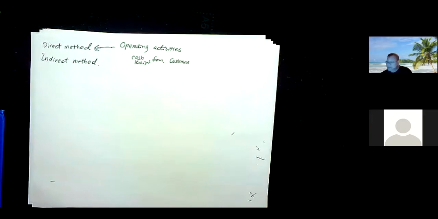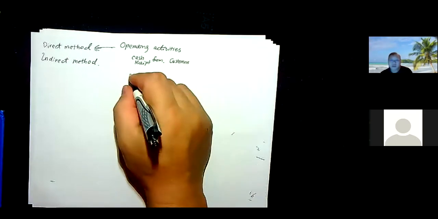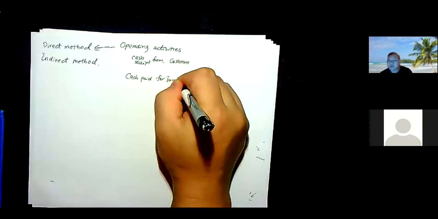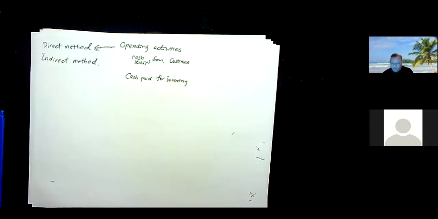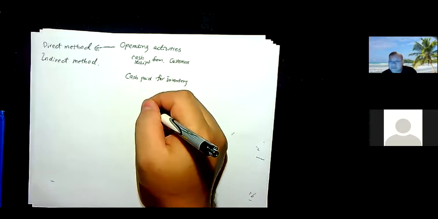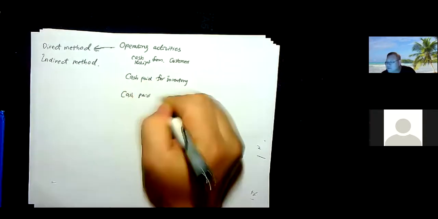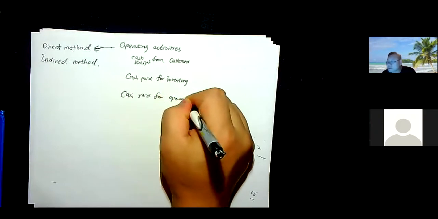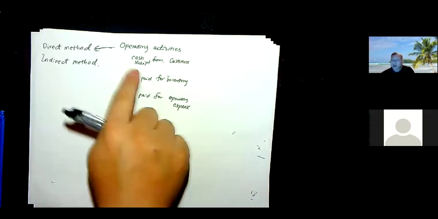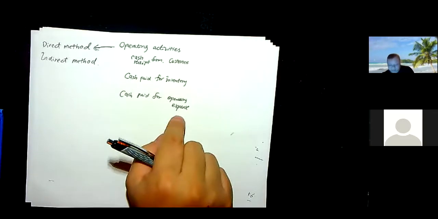And then you consider suppliers. So you have cash paid for the inventories you purchased. And you also consider your employees or other business partners. You have some other expenses. You have cash paid for operating expenses. So these are the 3 main things here: cash you received from customers, cash you paid for inventory, and cash you paid for operating expenses.